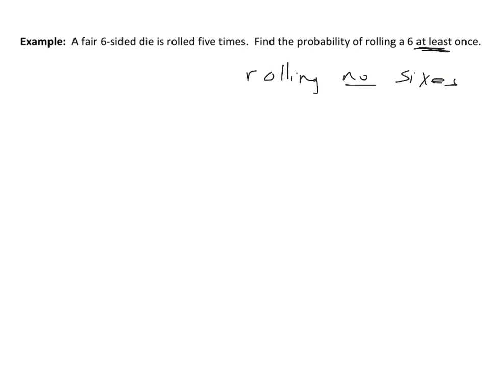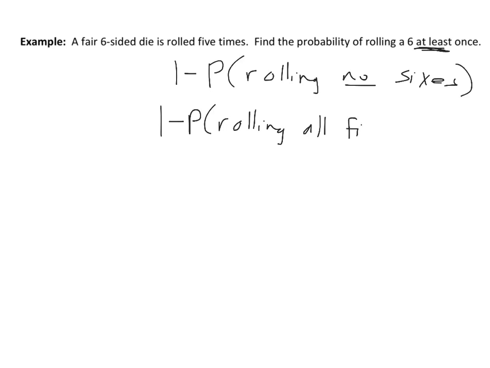My thinking on this problem is that to find the probability of rolling a 6 at least once, it might be easier to do 1 minus the probability of rolling no 6s at all. Another way of thinking about that is the probability of rolling all 5 dice to be less than 6. At this point, this problem should be fairly similar to the last one. I want you to pause the video and see if you can come up with this one on your own.